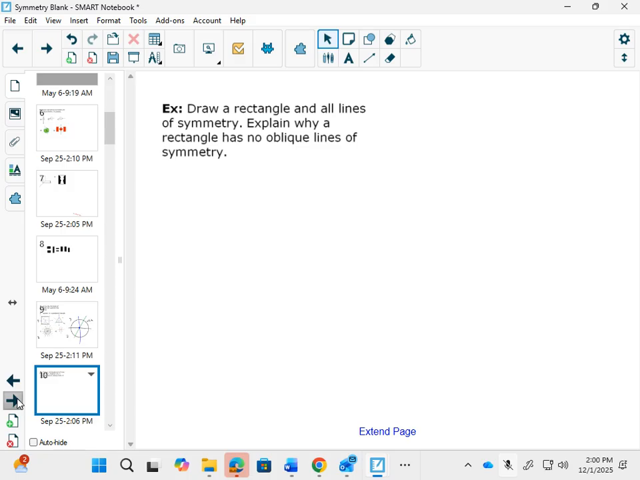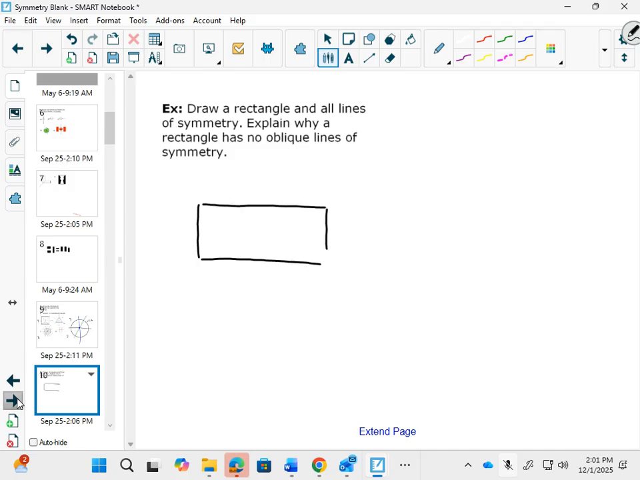Can you draw a rectangle and all of its lines of symmetry? What's a rectangle? A rectangle has two sets of parallel sides and 90 degrees in each of the corners. A square is a special kind of rectangle. How many lines of symmetry did you find? Or are there none? 4.